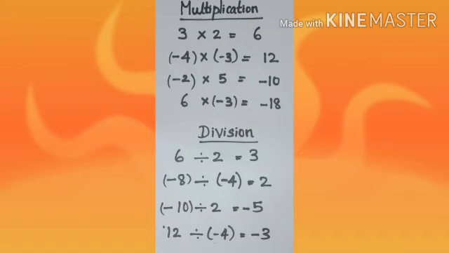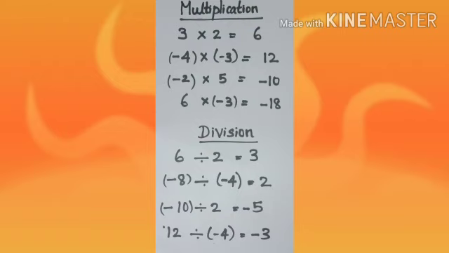Next, multiplication. If we multiply two positive numbers, we will get the product as positive. If you multiply two negative numbers, we will get the product as positive. Then, if you multiply one negative and one positive number, we will get the product as negative. For example, 3 and 2 are positive integers. If you multiply the two positive integers, we get the product as 6. 3 into 2 is equal to 6.